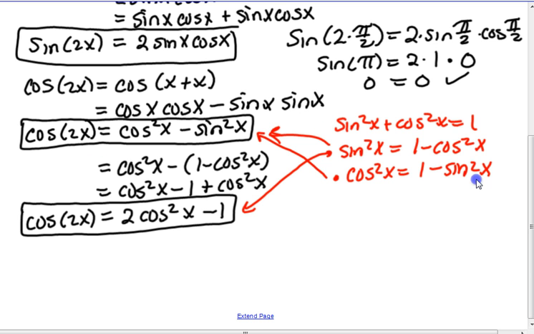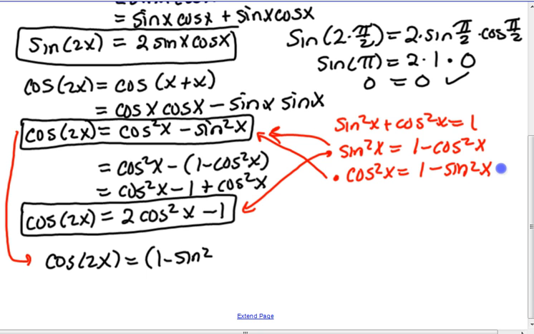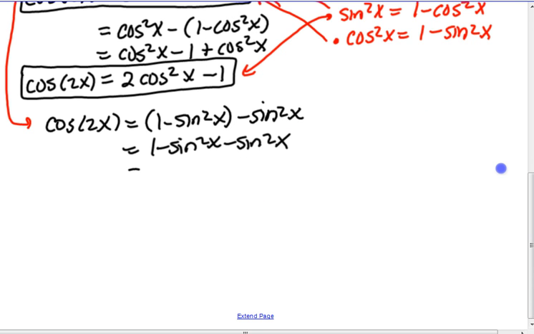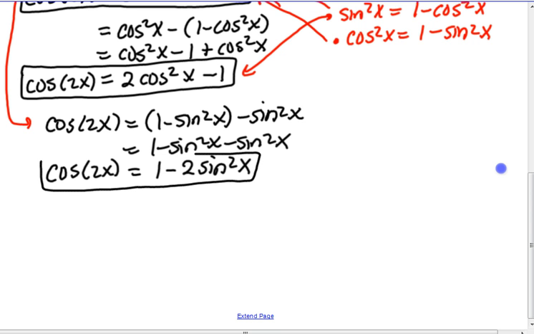So going back to the original here and rewriting this again, I have cosine of 2x is equal to, and I'm going to substitute now 1 minus sine squared x for the cosine squared, minus sine squared x is going to give me 1 minus sine squared x minus sine squared x, which is equal to 1 minus 2 sine squared x. So cosine of 2x can also be written as 1 minus 2 sine squared x.